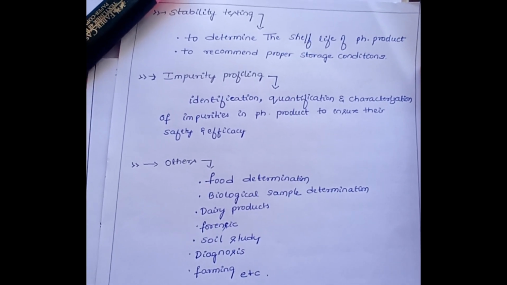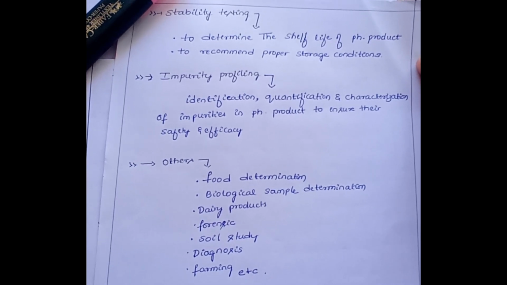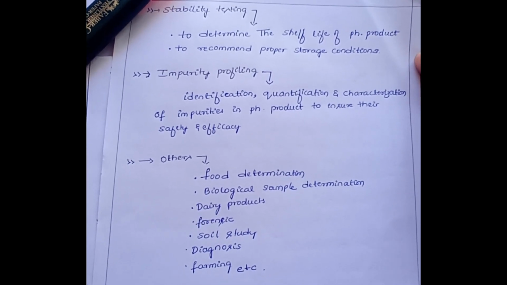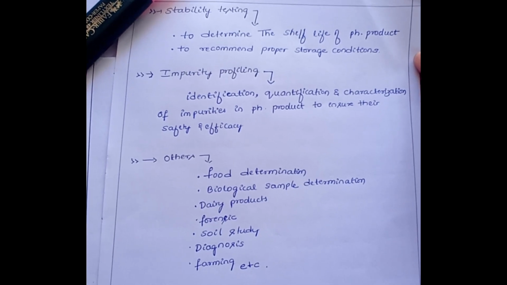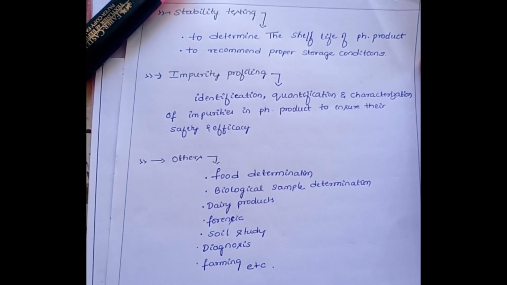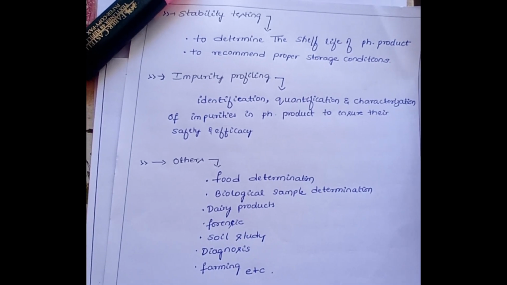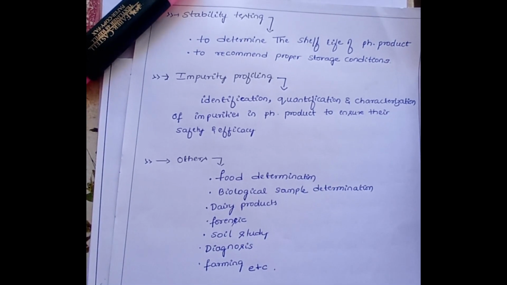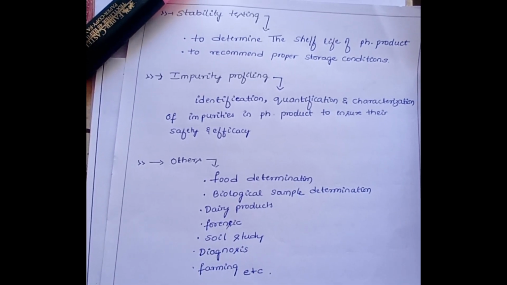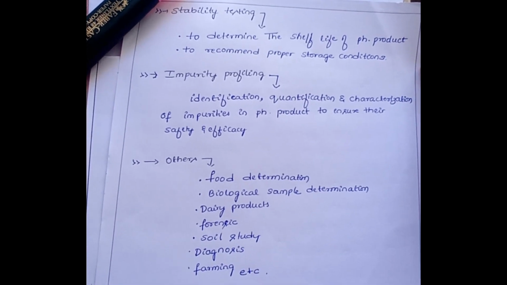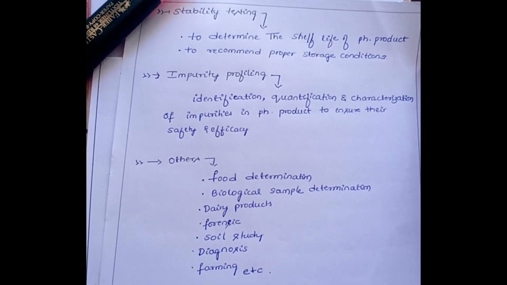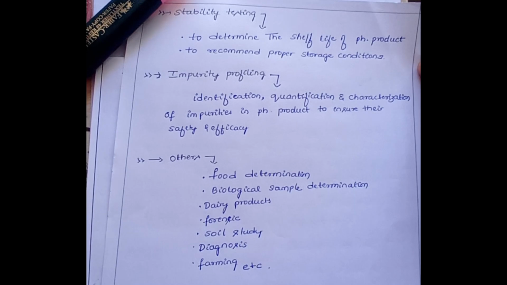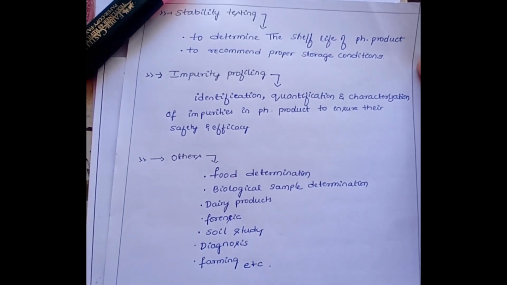Impurity profiling. In impurity profiling, identification, quantification, and characterization of the impurities present in a pharmaceutical product is required to ensure their safety and efficacy. In other fields like food determination, biological sample determination, dairy products, forensics, soil study, diagnosis, and farming, etc., pharmaceutical analysis is essential.